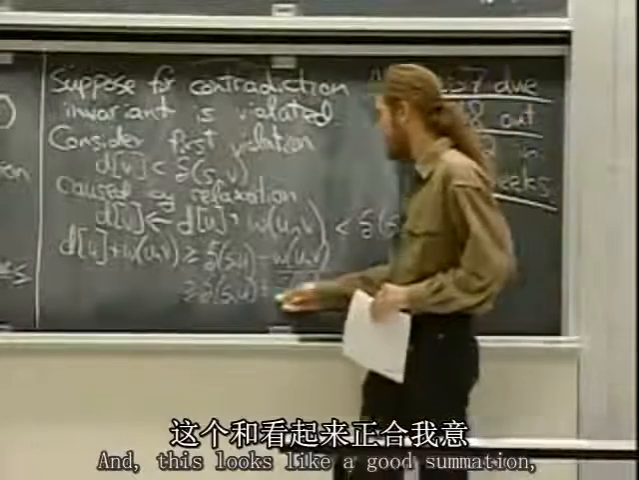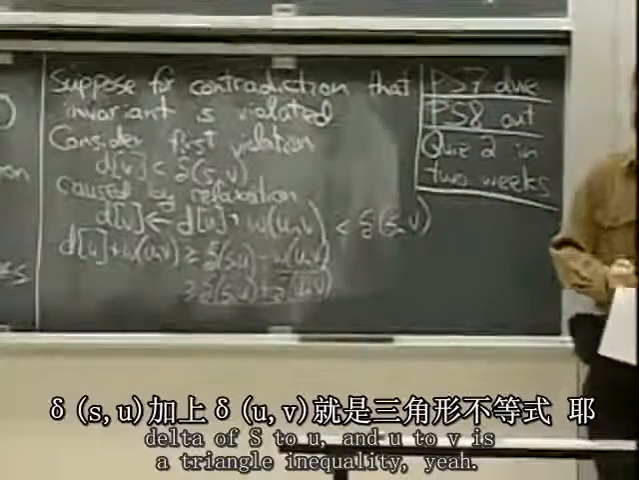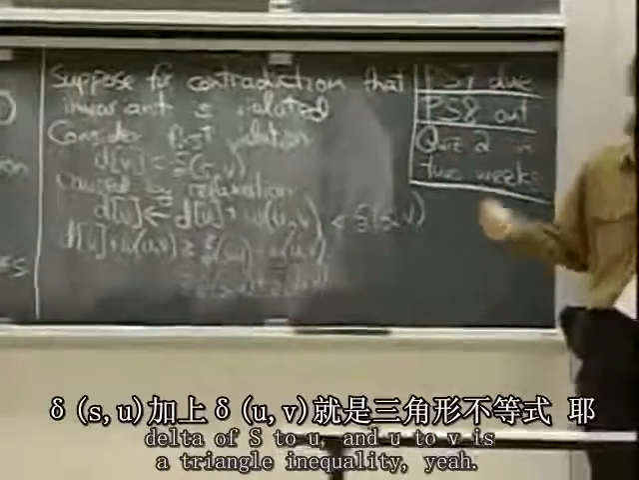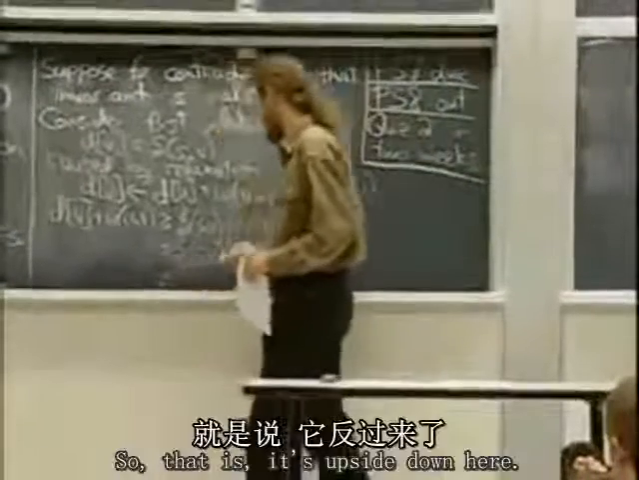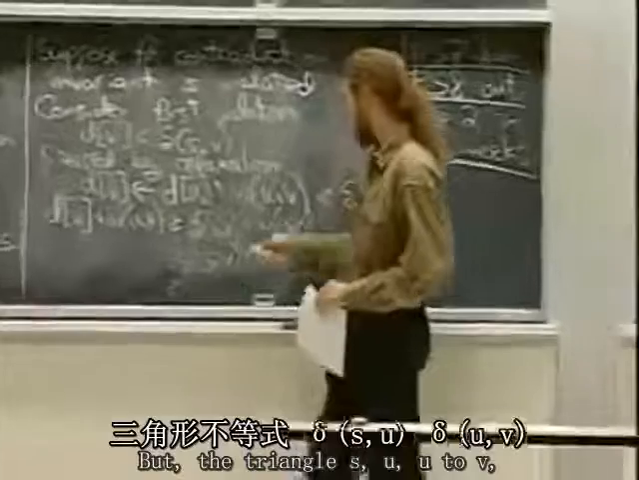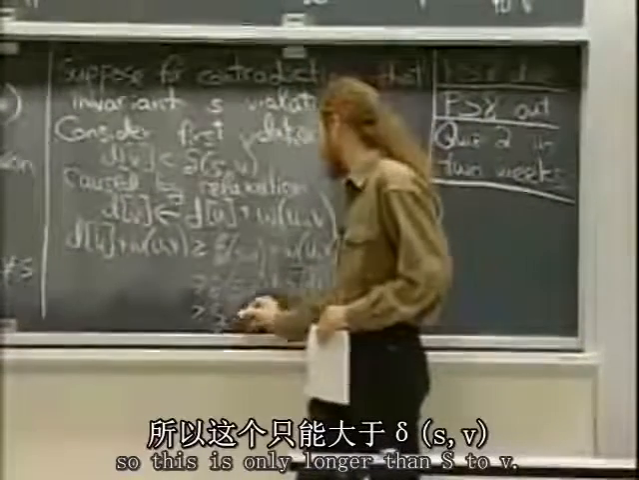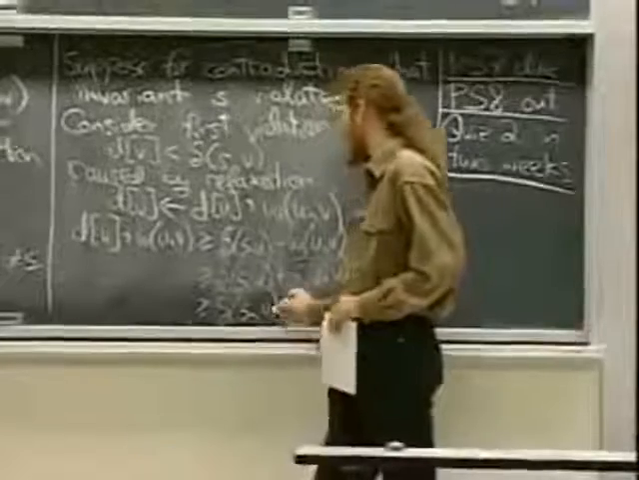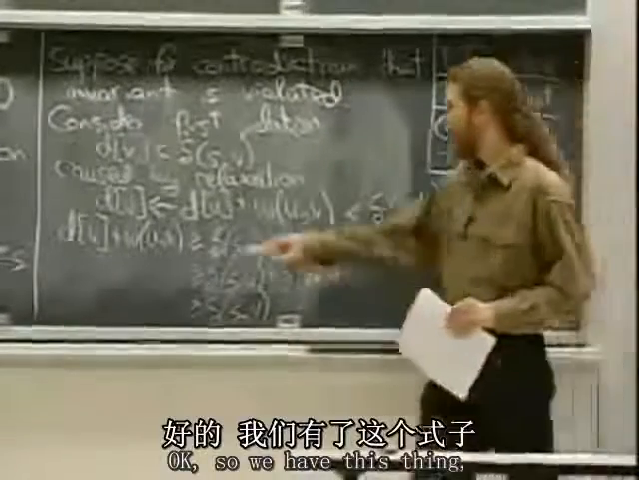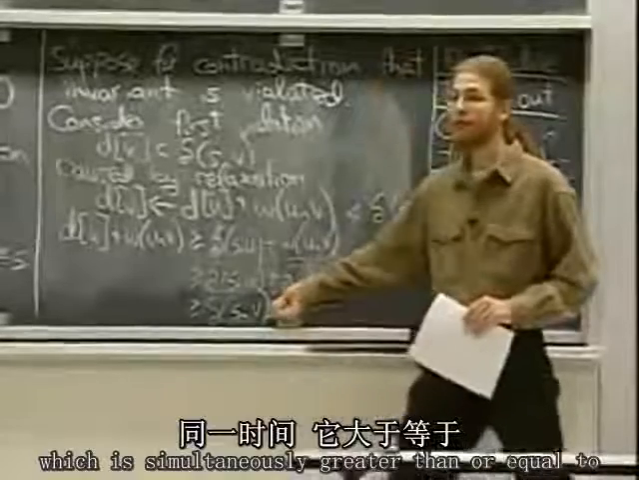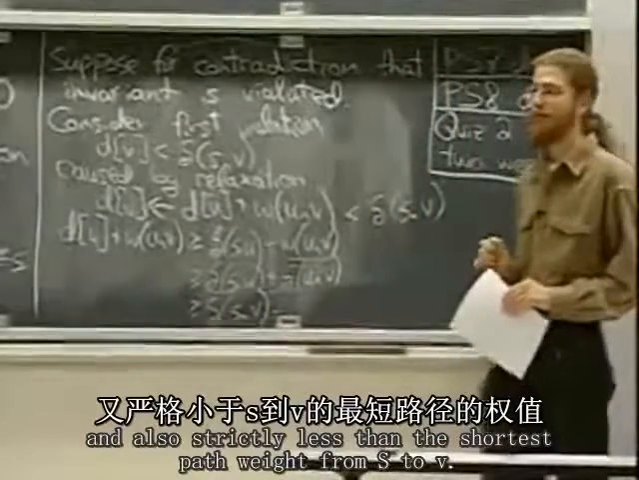And this looks like a good summation. Delta of s to u and u to v is the triangle inequality. It's upside down here, but the triangle is s to u, u to v. So this is only longer than s to v. So we have this thing which is simultaneously greater than or equal to the shortest path weight from s to v, and also strictly less than the shortest path weight from s to v. So that's a contradiction.